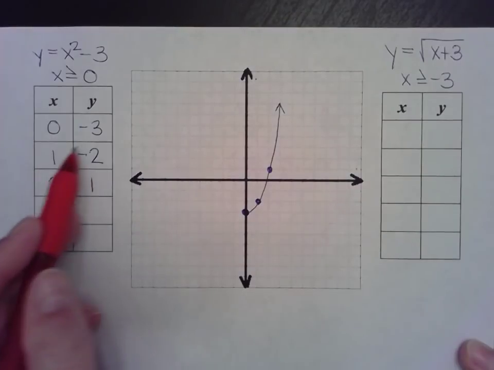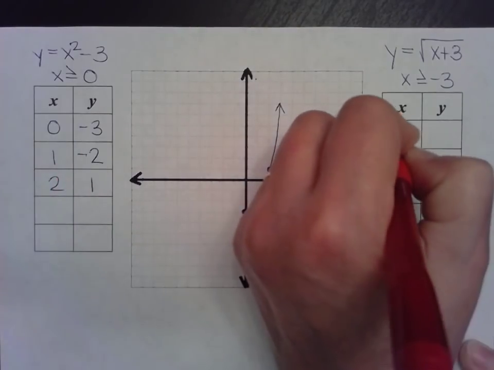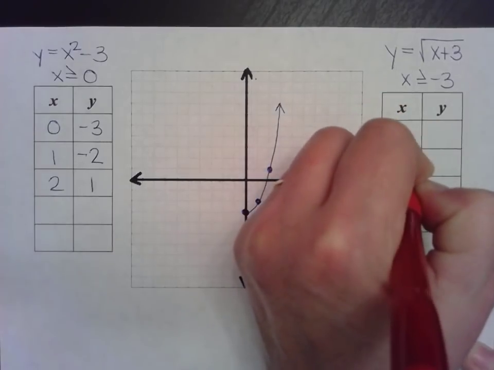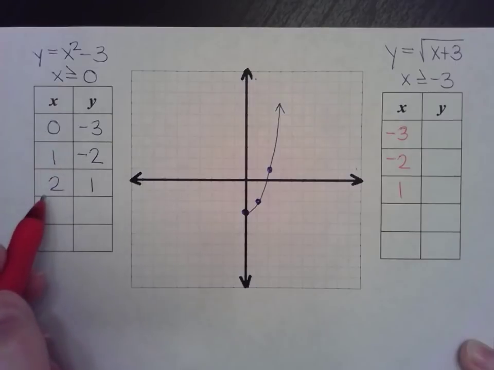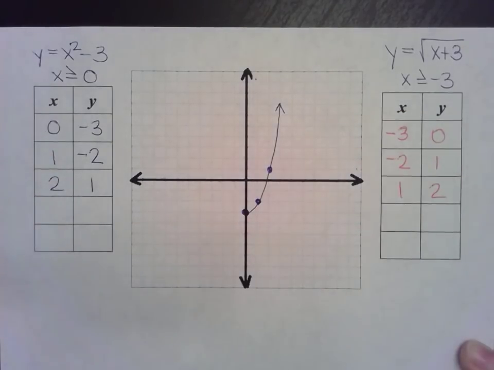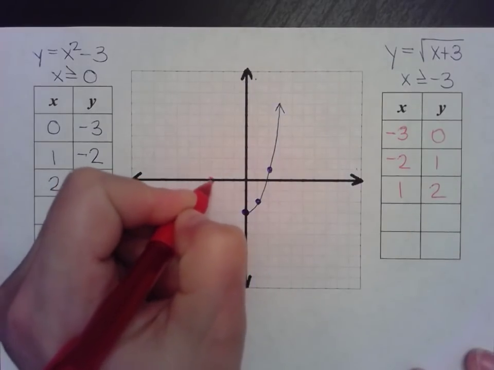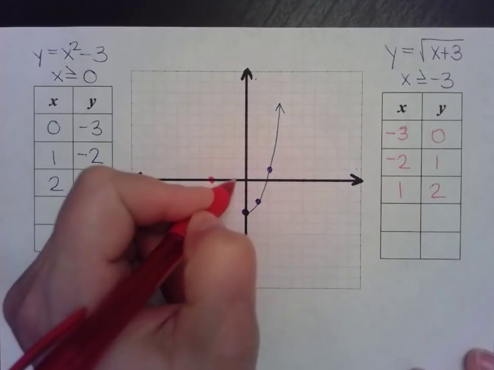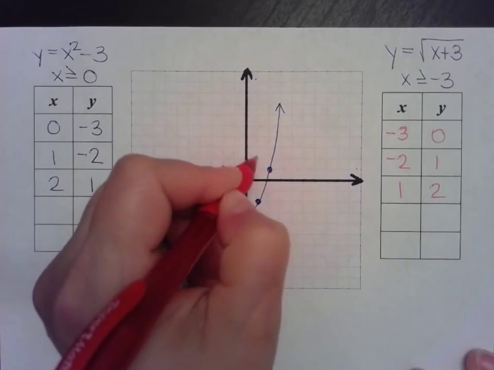And remember we said we could flip the points. So we could take all these y values and make them our x's. And if I were to plug them in, I should get the x values I see over here. And you can test that out for yourself. Okay, so if I plot those points, I have -3, 0, -2, 1, and 1, 2.